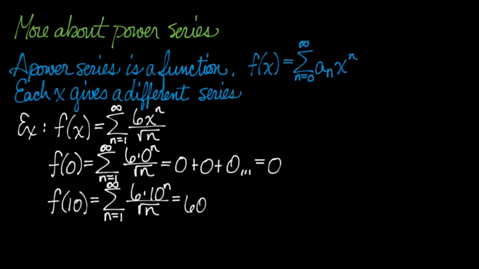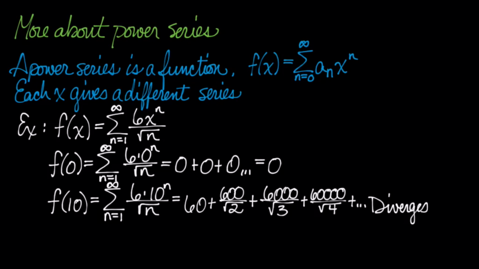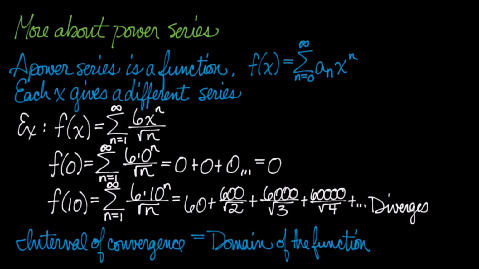Now the thing about this series is when I plug in n equals 1, I get 60 over 1. When I plug in 2, I get 600 over the square root of 2. I get 6,000 over the square root of 3 when I plug in 3. So the sequence of partial sums is getting really huge. These terms are just getting bigger and bigger. So the series for f of 10 diverges. f of 10 does not exist.